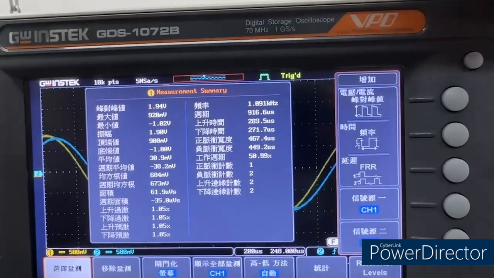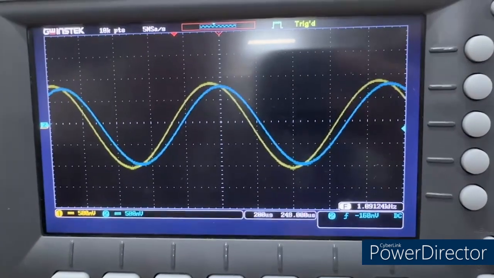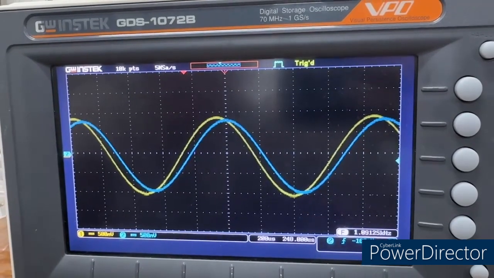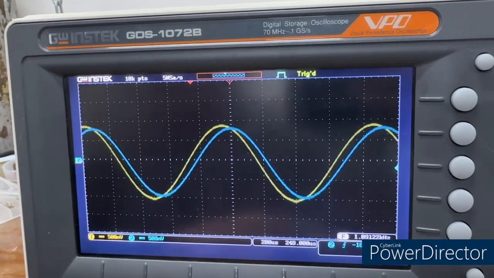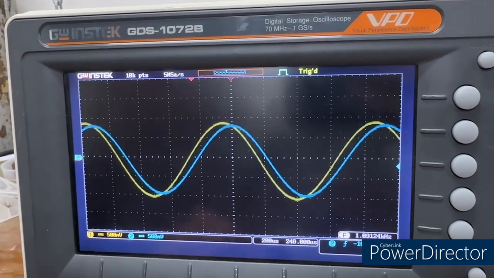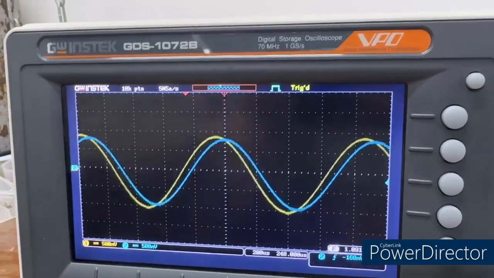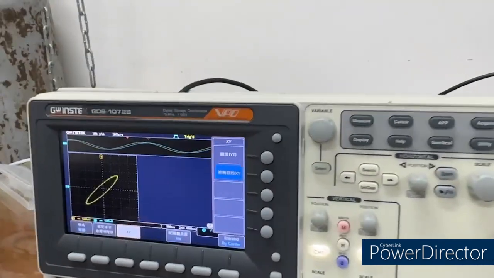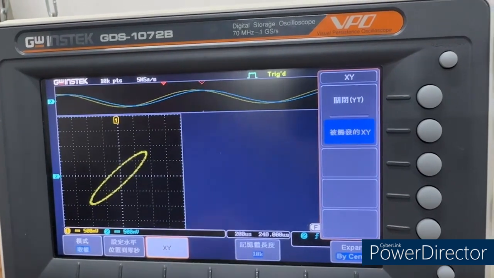And if we switch to the Lissajous figure, we have to change it to the XY mode. And when we change to the XY mode, channel 1 will be the x-axis. So the yellow one will be the x-axis, and the blue one, which is channel 2, will be the y-axis of the XY mode. And so now we change it to the XY mode, and you can see here is how the Lissajous figure looks.